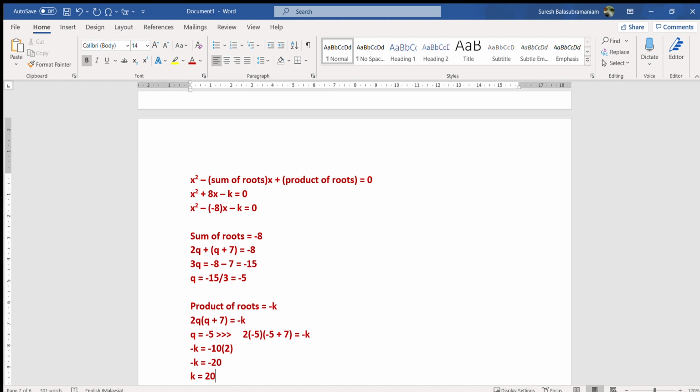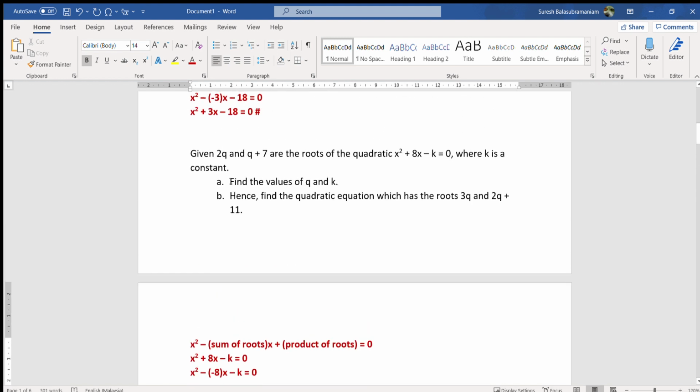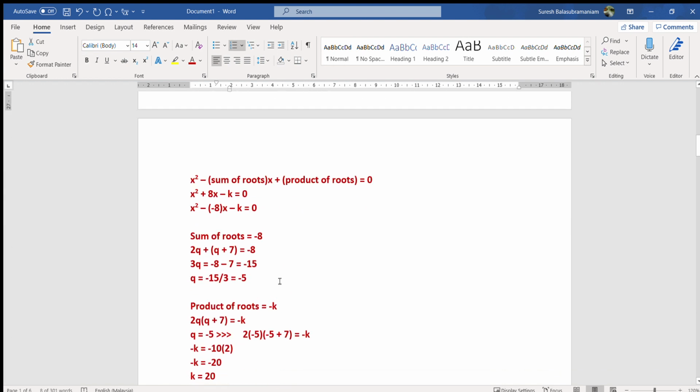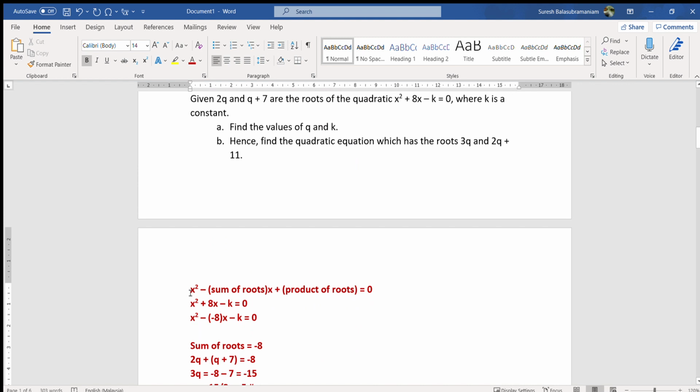Okay, so we got the value of q and k. That's the first question: find the values of q and k. So q is negative 5 and k is 20. Okay, so I think we have solved the first question, so I'll name it as A.